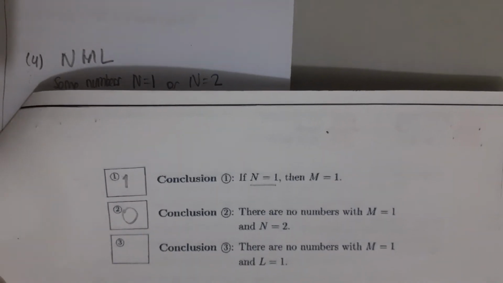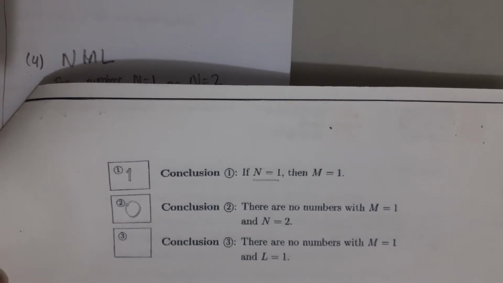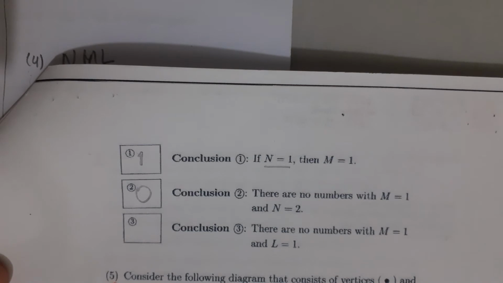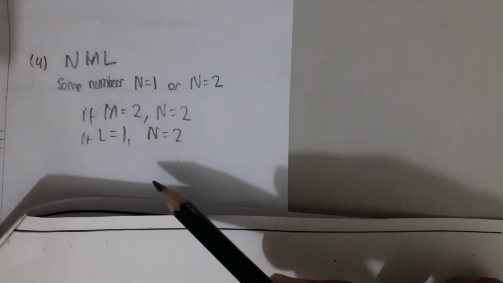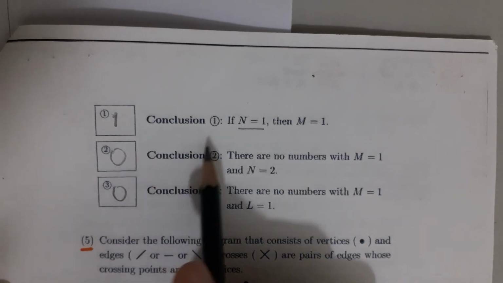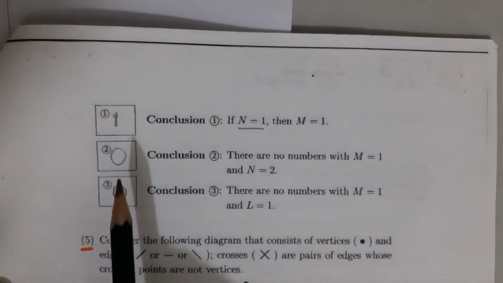And conclusion number 3, there are no numbers with m equals 1 and l equals 1. So we look again, we didn't see any m is 1, but with l is 1, it exists. So this is also incorrect, meaning that there are numbers with m is 1 and l is 1. So the answer to this number 4 for the conclusions of these premises is 100, meaning that conclusion number 1 is correct and conclusion number 2 and number 3 are incorrect.